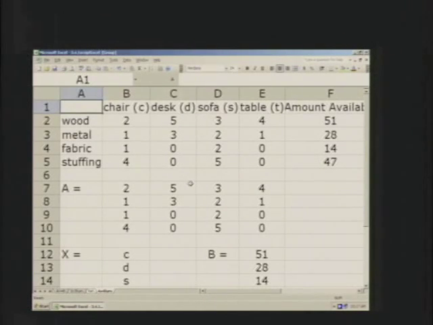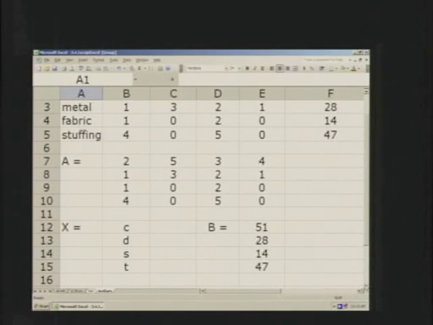So we'll set up the matrix equation by reading across the rows for the coefficients. Matrix A then would be 2, 5, 3, 4. The second row would be 1, 3, 2, 1 from the values in the second equation. The third row is 1, 0, 2, 0, and the fourth row 4, 0, 5, 0. For matrix X, the matrix of variables, we have our column matrix C, D, S, and T. And for our constant matrix B, we have the values 51, 28, 14, 47 in a column.